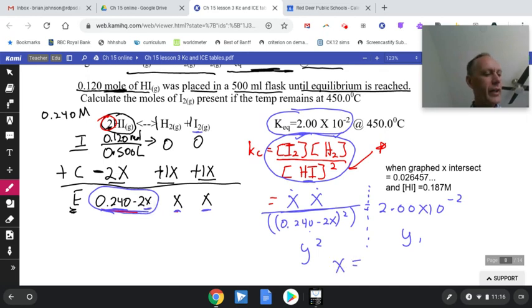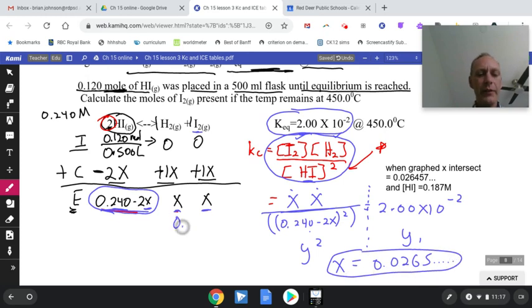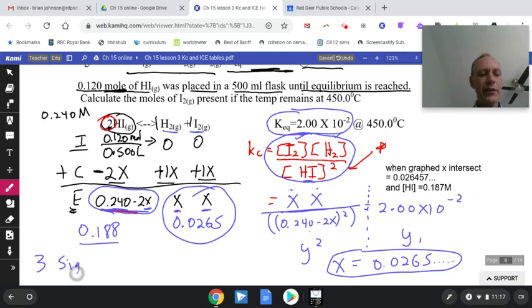And the x intersect, I'll just write it down, was 0.0265. So that's stored in our calculator as x, which, by the way, is the answer to these 2. So I now know those equilibrium concentrations, and this one I just got from the calculator was 0.188. For simplicity, we're just going to go 3 sig digs on all of our answers. Make our lives a little easier. Okay, so every final equilibrium concentration, 3 sig digs.